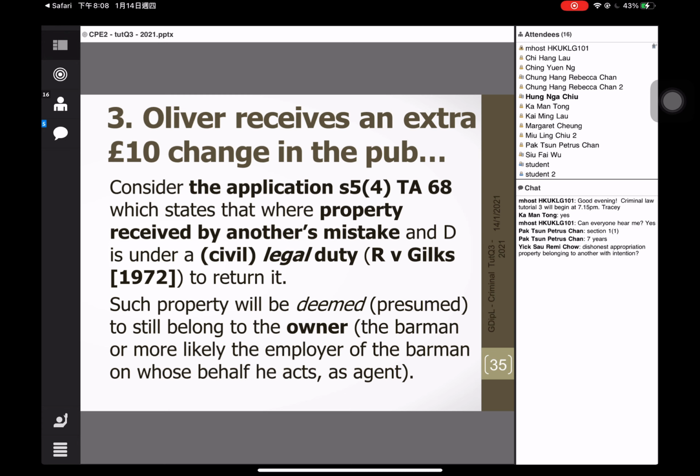And actually the original owner who makes the mistaken transfer, if you like, retains an equitable interest in the property. So by applying Section 5 subsection 4 to this quite specific type of situation, this is like a sticking plaster to solve the problem. The property will be deemed or presumed to still belong to the owner. So this would be the barman, or more likely the employer of the barman, if the barman is acting as agent.